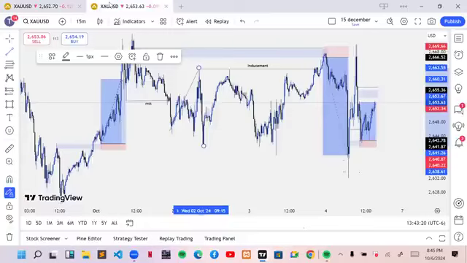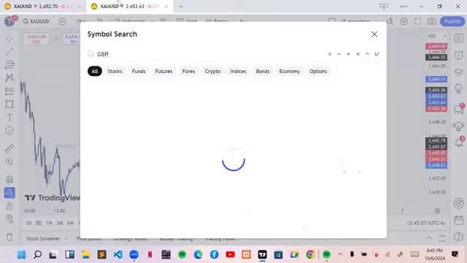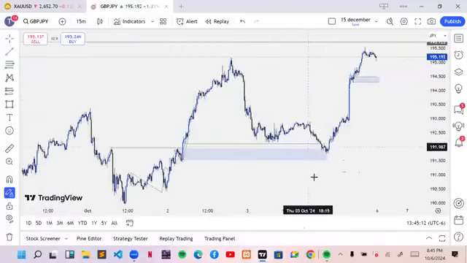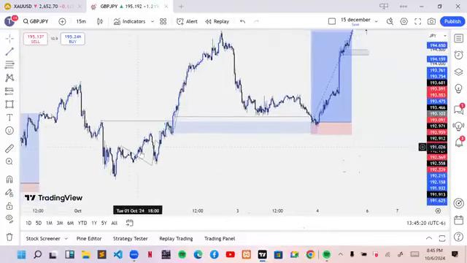So this is the one for the gold market structure shift. This is the first pullback right here, and then I will show the GBP JPY chart that I was on for a pullback in break of structure. So this was a resistance zone in the market right here, and the market was making higher highs, higher lows.